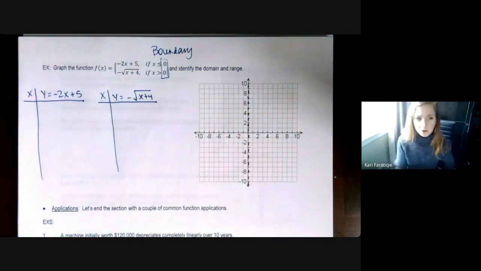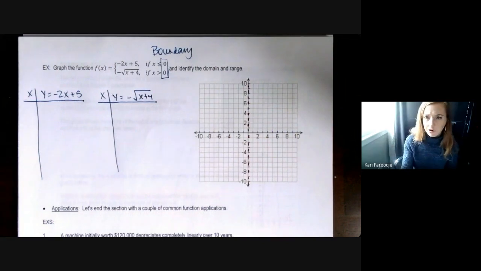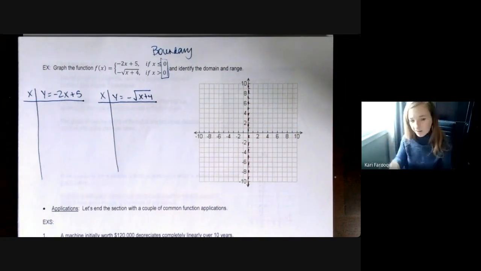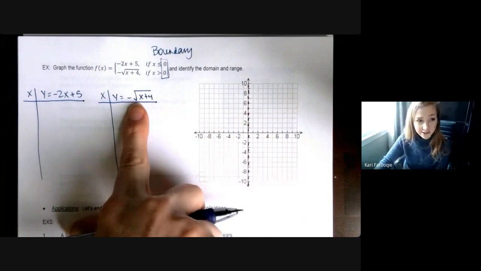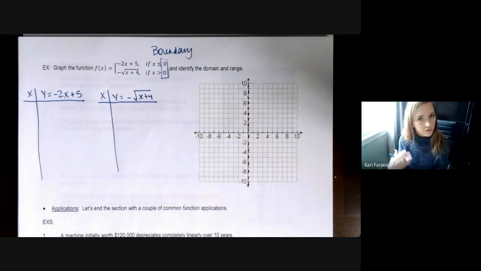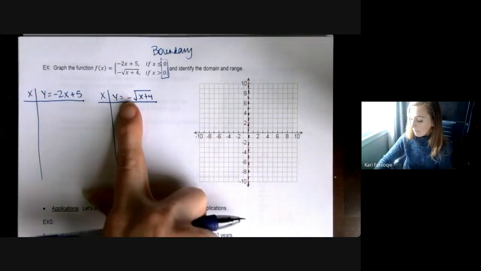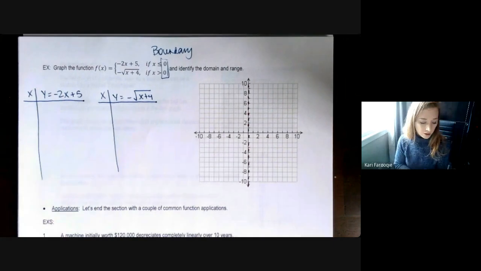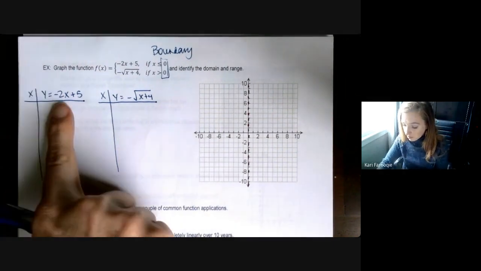And if you have alarm bells going off in your head, calm down. It's not a negative under the radical. It's a negative in front of the radical. That's okay. You're taking values, square rooting them, and then making them negative. So this is totally fine. We can do that. All right, so I'm going to pick some values of x that correspond to this function.